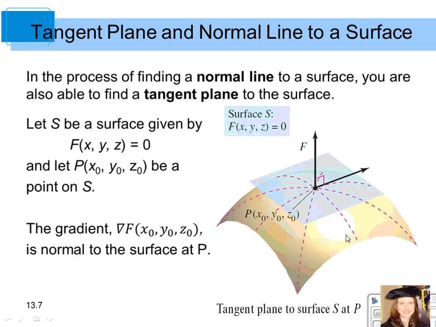So let's say S is a surface given by this capital F of xyz equals 0, and the point is a point on the surface, then the gradient of that capital F of xyz is normal to the surface at that point. So in the last section, we learned about gradients. We are going to be using gradients in this section to find the components of the normal vector to the surface.